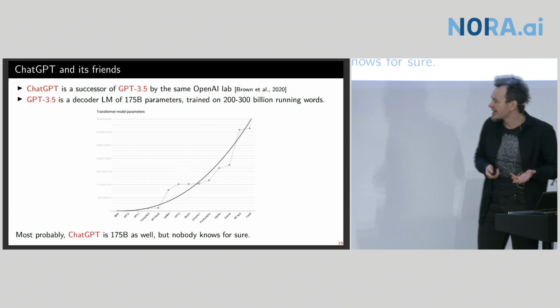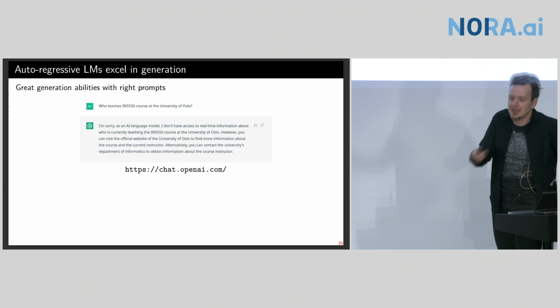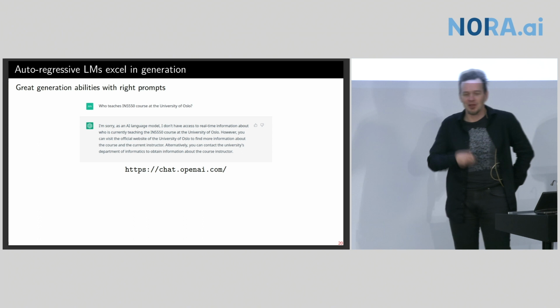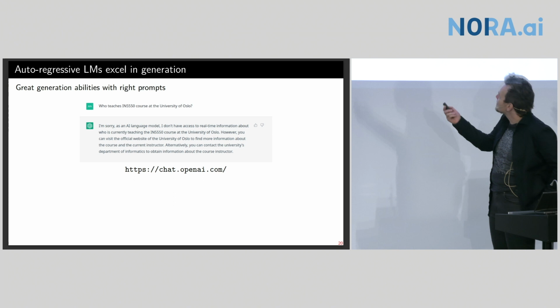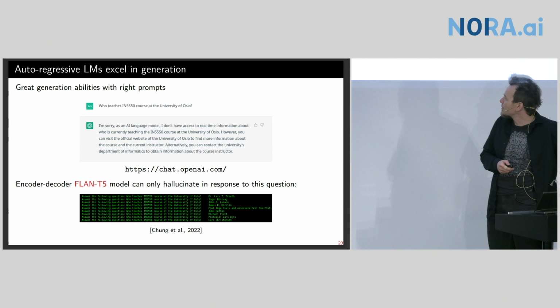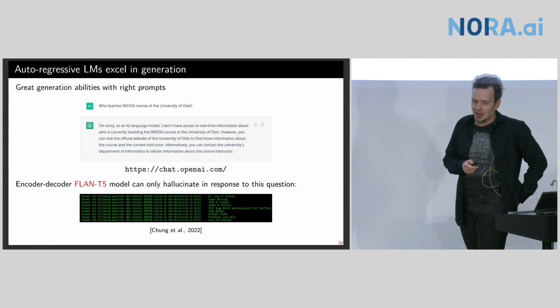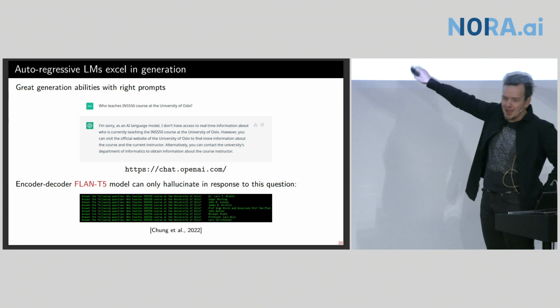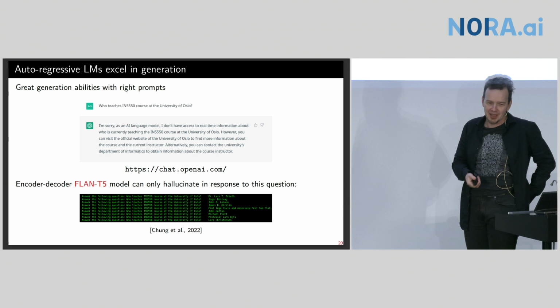And of course, as you can expect from an autoregressive language model, ChatGPT excels in text generation, so we can ask it who teaches in 5550 course at the University of Oslo, which is actually a course in deep learning, language models and natural language processing. And we can see that the answer is quite human-like. And in fact, it's much better than what we have seen in the previous language models. So for example, the encoder-decoder FLAN-T5 model, when we ask this question to this model, it can only hallucinate some names, like telling that in 5550 is taught by John Lennon and other professors. So FLAN-T5 doesn't have this fancy web interface like ChatGPT, so I had to query it myself. That's why you just see a Python prompt here.